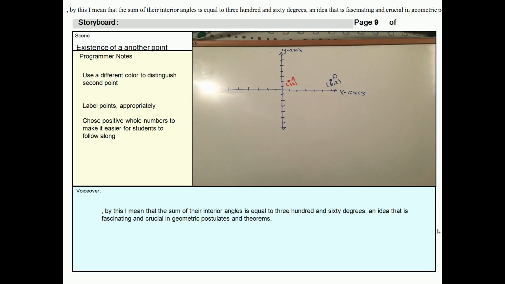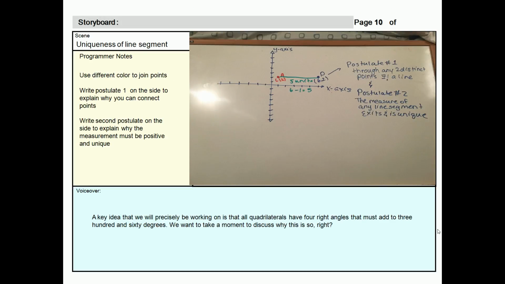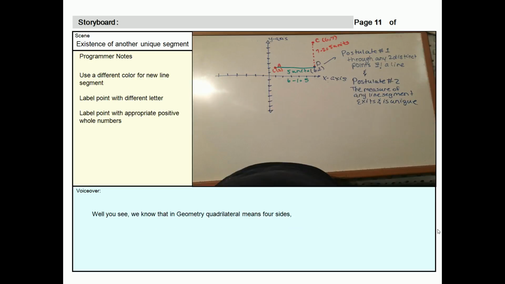By this I mean that the sum of their interior angles is equal to 360 degrees, an idea that is fascinating and crucial in geometric postulates and theorems. A key idea we will precisely be working on is that all quadrilaterals have 4 right angles that must add up to 360 degrees. We want to take a moment to discuss why this is so, right?